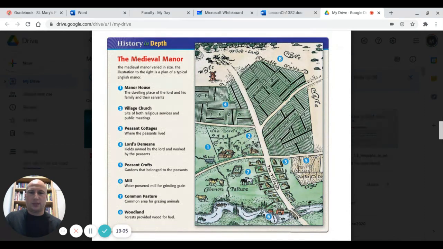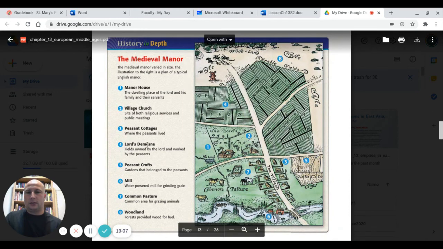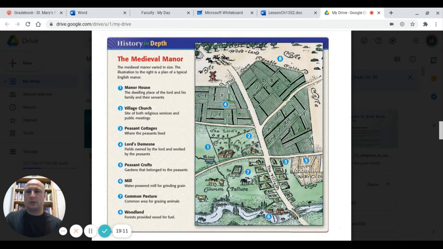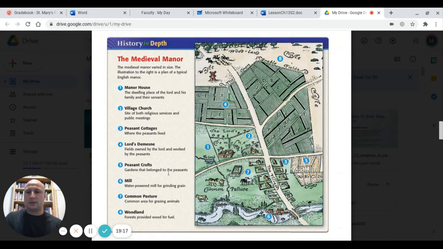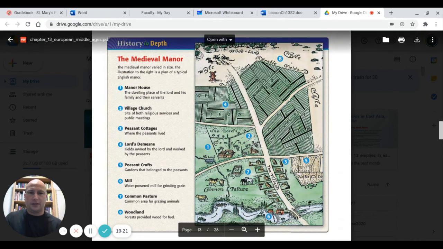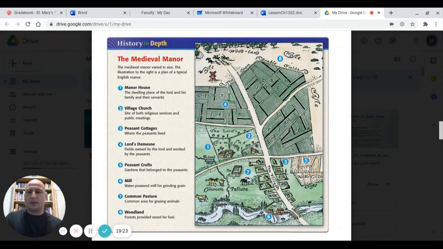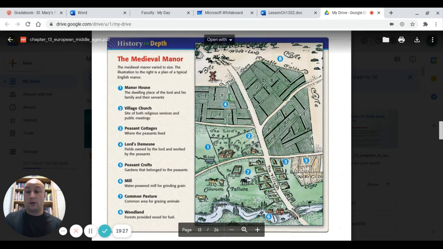Okay, this is where the serfs would live. You've got the Lord's domain. Again, all of his personal fields were grown and all the food went to him. Then you've got the peasants' crofts. These are gardens that belong to the peasants. You can see how small these are. This is where the peasants get their food. They have to grow their own food after they finish their work for the Lord.